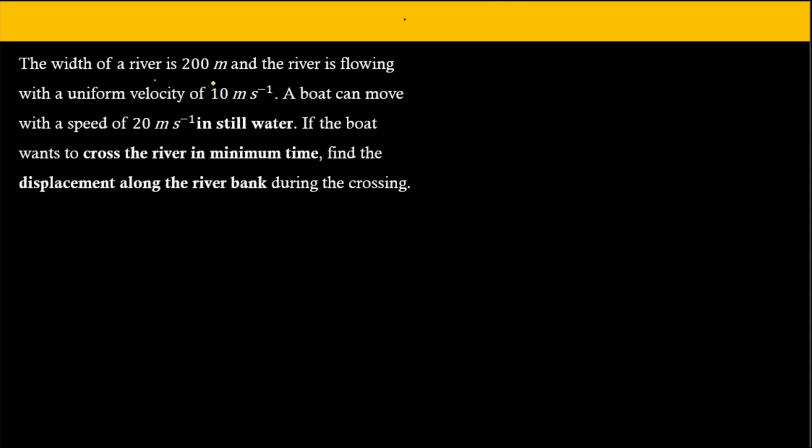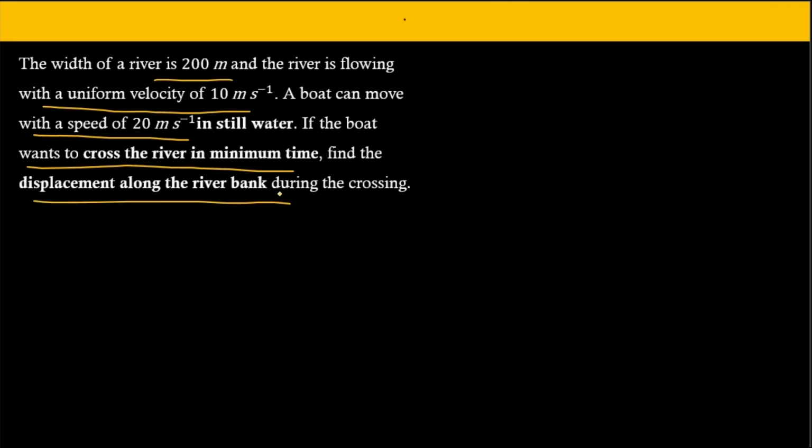So now let us look at this one. The width of river is 200 meter and the river is flowing with a uniform velocity of this much. A boat can move with a speed of this in still water. If the boat wants to cross the river in minimum time, find the displacement along the river bank during the cross. So this is the river and river water की velocity कितनी है, 10 meter per second. और पर्सन की स्पीड, बोट की स्पीड इन स्टिल वाटर. कहने का मतलब जब भी आप स्टिल वाटर में वेलोसिटी की बात करते हो और बोट ऑफ पर्सन, देन यू आर टॉकिंग अबाउट वेलोसिटी ऑफ दैट पर्सन और बोट इन इट्स पर्सनल कैपेसिटी. तो उसकी कैपेसिटी कितने वेलोसिटी से स्टार्ट करने की है, चलने की है. ओके, सो दैट इज 20 मीटर पर सेकेंड.